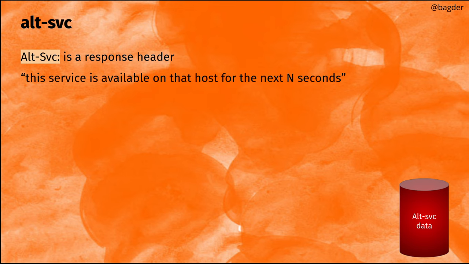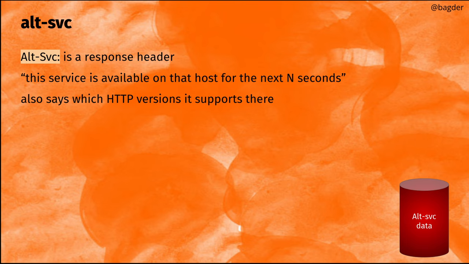There's a similar thing that is held in the easy handle, and that's a cache for alt service data. Alt service is a response header from servers that tell the client that, hey, my service is also available somewhere else for the next n seconds into the future. So curl then saves that knowledge: this service is also available at another host name supporting these HTTP versions.